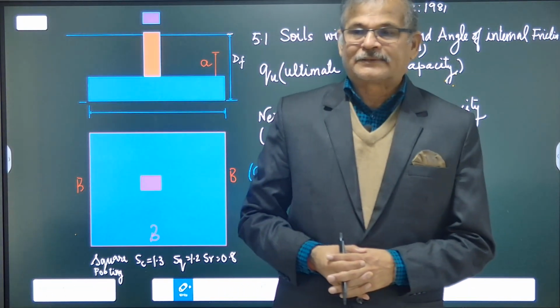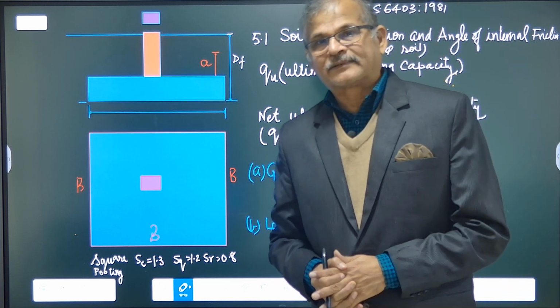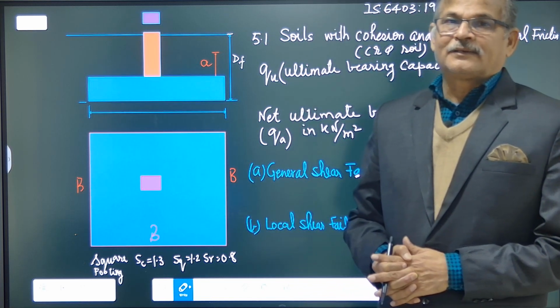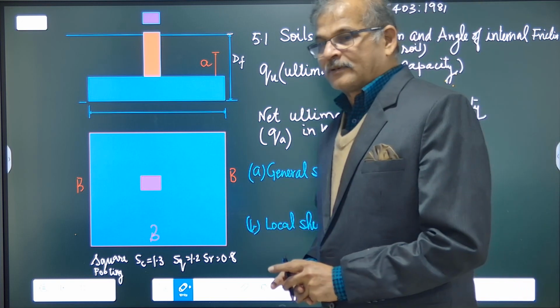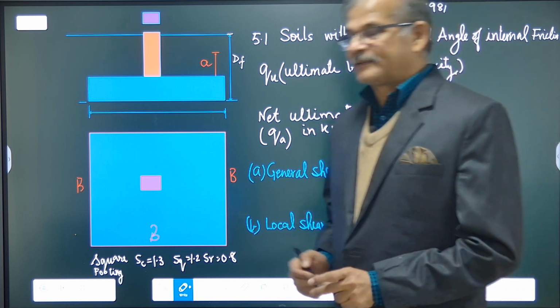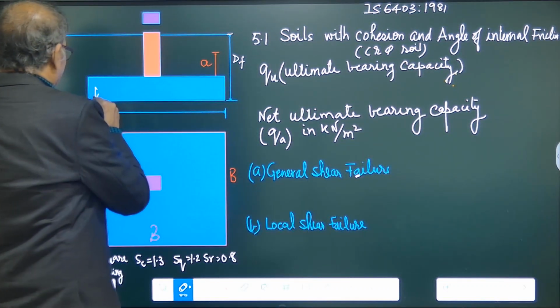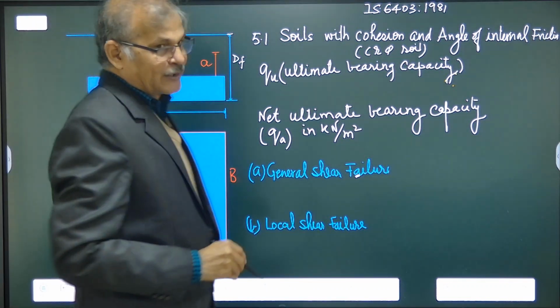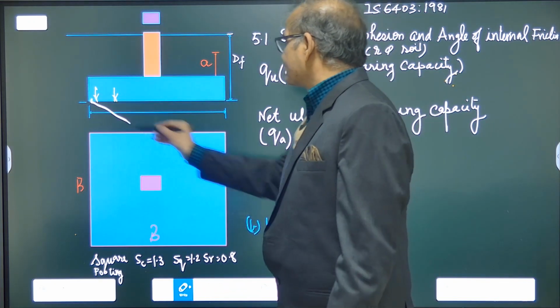आज के इस लेक्चर के माध्यम से हाउ टू डिटरमाइन नेट अल्टीमेट बियरिंग कैपेसिटी ऑफ शैलो फाउंडेशंस की शुरुआत करेंगे, जैसे IS 6403 1981 में दिया गया। We know that ultimate bearing capacity is the pressure at which soil fails in shear. Pressure at which soil beneath the footing fails in shear.